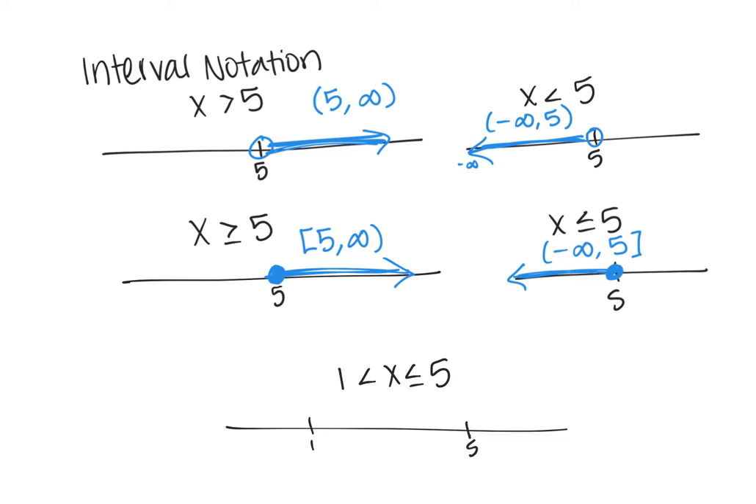When you have a compound inequality, again, think of what this would be on the number line. x is between 1 and 5, but it does not equal 1, but it could equal 5. So here, our interval would be open at 1, comma, 5, closed. And that's just saying that it's everything between 1 and 5, don't include 1, but include 5.